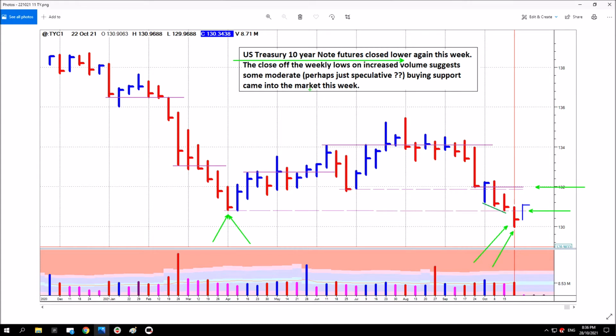I wrote, the close off the weekly lows on increased volume suggests some moderate, perhaps just speculative buying support. And that's probably right. The close off the lows here may have just been some speculative buying support, and in response prices moved higher. We'll see if it can hold those highs above that previous low or not over the coming days.